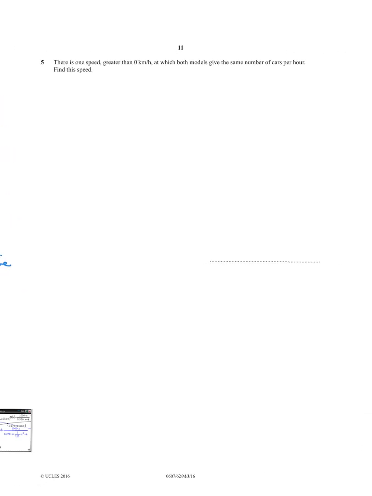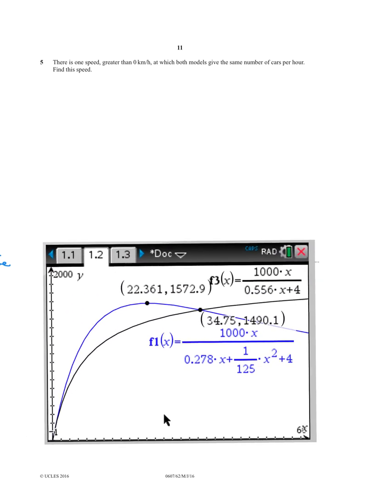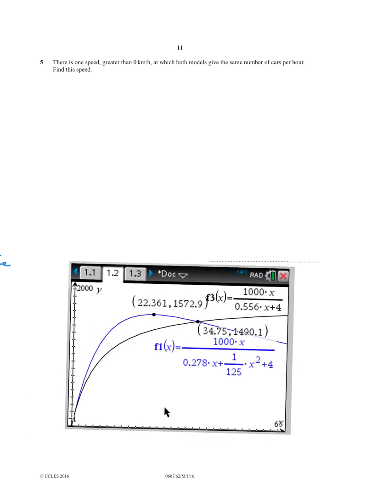Okay. There is one speed greater than 0 at which both models give the same answer for cars per hour. Find this speed. Let's bring this back. Analyze graph, intersection, go across the point, and here it is. All we need to do is read it. 34.75, 1490.1. So what I might do is just write down the coordinates there.